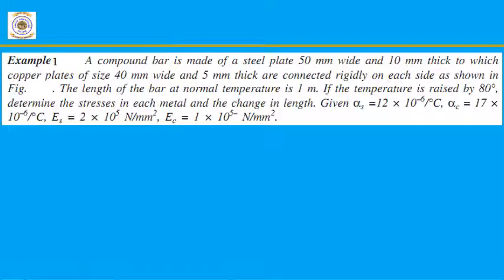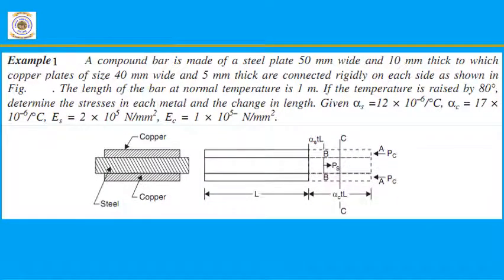So the given alpha S, that is the coefficient of thermal expansion for steel material, is 12 into 10 power minus 6 per degree Celsius, and the coefficient of thermal expansion for copper, alpha C, is equal to 17 into 10 power minus 6 per degree Celsius. Young's modulus for steel is equal to 2 into 10 power 5 Newton per millimeter square, and Young's modulus of copper is 1 into 10 power 5 Newton per millimeter square. So this is the given figure.